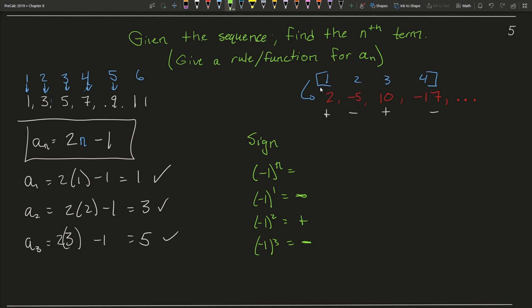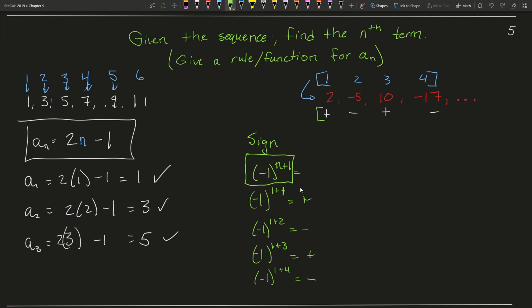Okay, but on our actual sequence, we start with a positive and then go positive, negative, positive, negative. Okay, so just having n here isn't quite correct. So what we have to do is we have to offset that pattern by one place. Okay, so we just add 1 to our n value. So then if we add that, or check that, we get positive, negative, positive, and then negative. Okay, so that's the first part of our rule. And that's boxed in green. Okay, so that is part of our answer.